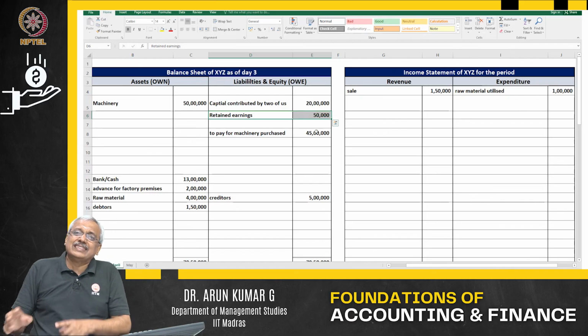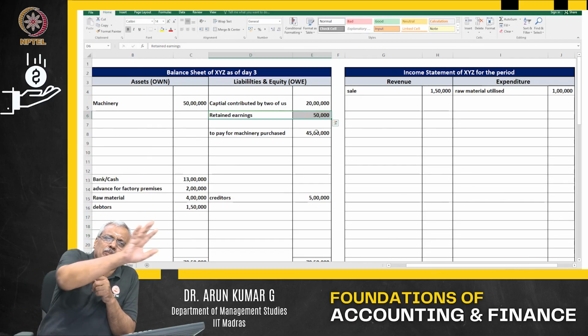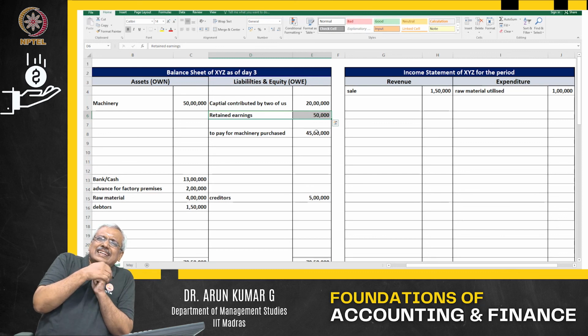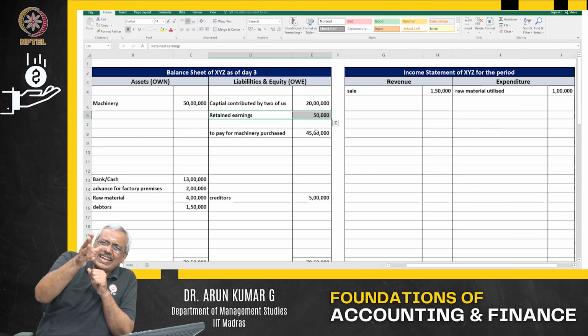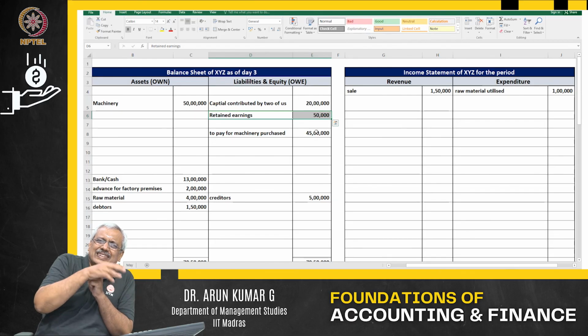So what happens? XYZ is liable to pay the profit back to the capital provider. I repeat, XYZ is liable to pay the profit to the capital provider. That is why it appears on the liabilities plus equity side. It is liable to pay.